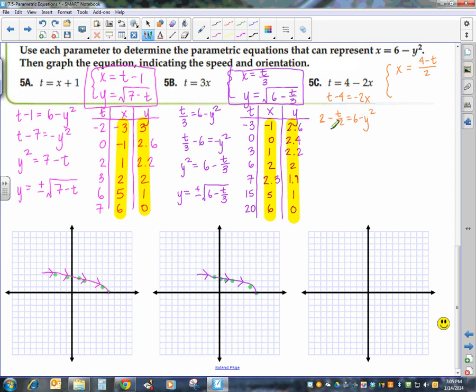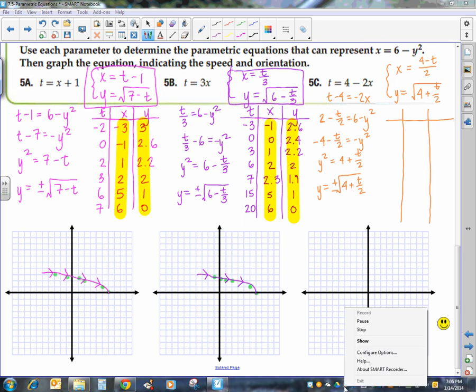So I'm going to move my 6 over again. Negative 4 minus t over 2 equals negative y squared. And multiplying everything by negative 1 and switching sides gives me y squared equals 4 plus t over 2, and y equals plus or minus the square root of 4 plus t over 2. So y equals the square root of 4 plus t over 2. Again, making my chart. And I'm going to pause and come back, and then we'll plot that together.